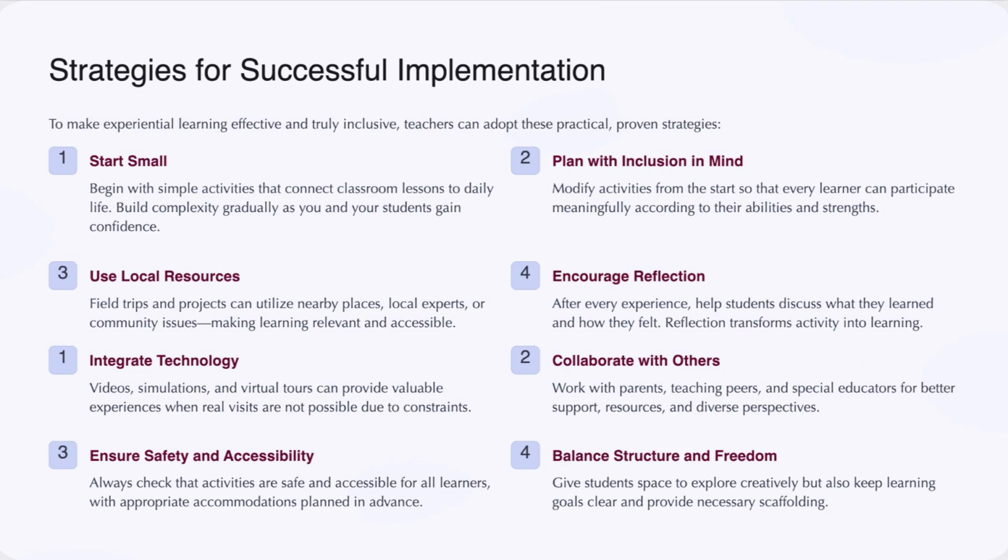Number four, encourage reflection. After every experience, help students discuss what they learned and how they felt. Number five, integrate technology. Videos, simulations, and virtual tours can provide experiences when real visits are not possible. Number six, collaborate with others. Work with parents, peers, and special educators for better support. Number seven, ensure safety with accessibility. Check that activities are safe and accessible for all learners. Number eight, balance structure and freedom. Give students space to explore but also keep learning goals clear.